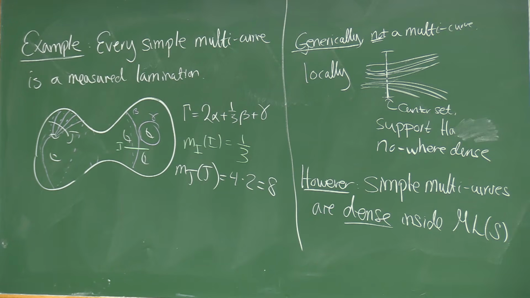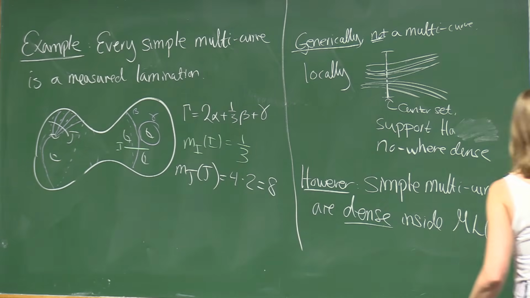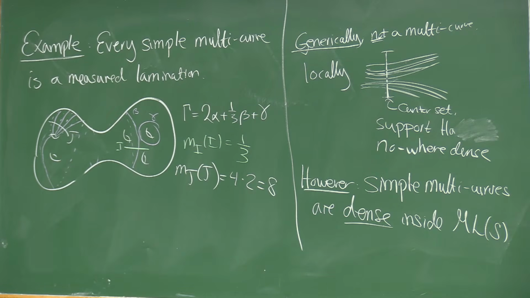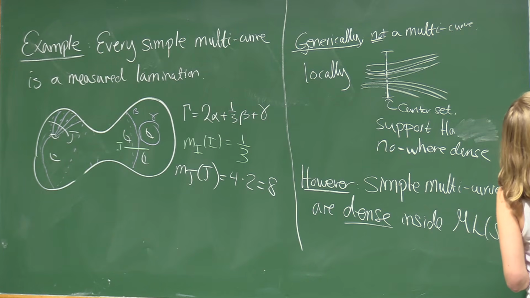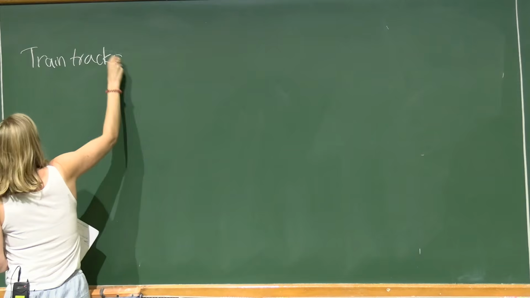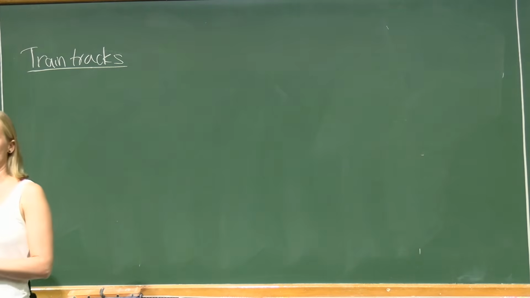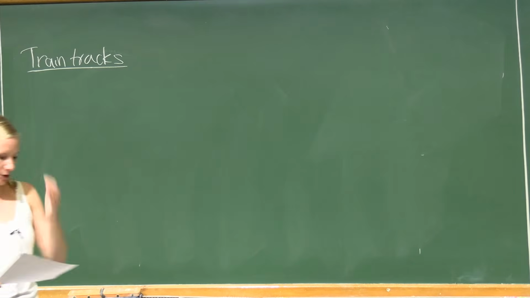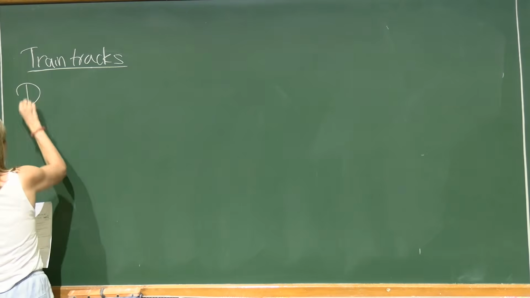All right. So next, I want to talk about train tracks. This is going to give us a combinatorial model for understanding measure laminations. And the goal with this is really to define a natural measure on the space of measure laminations, namely the Thurston measure. But let me first define what a train track is.